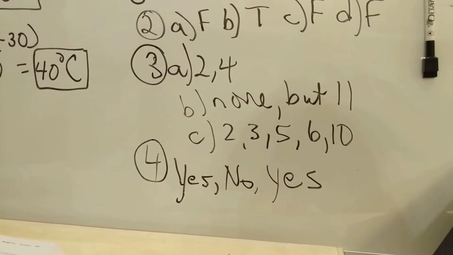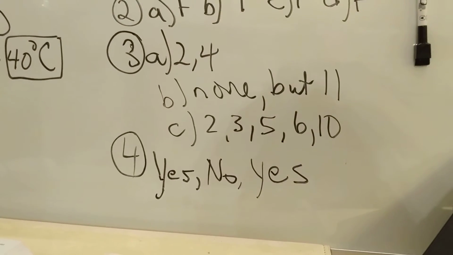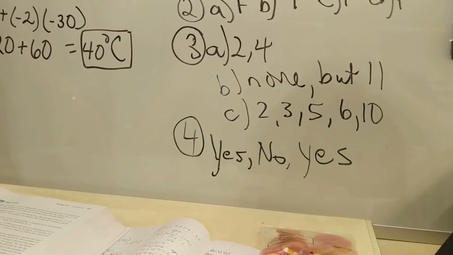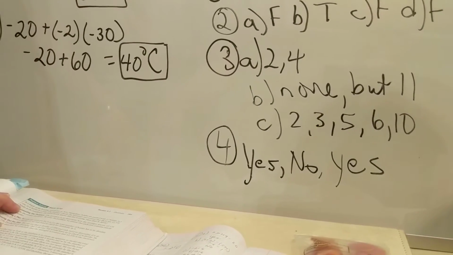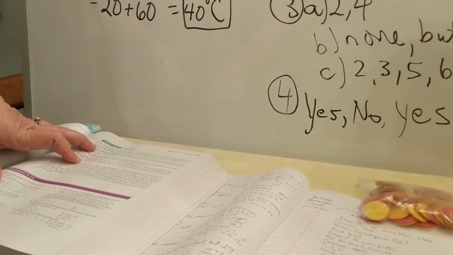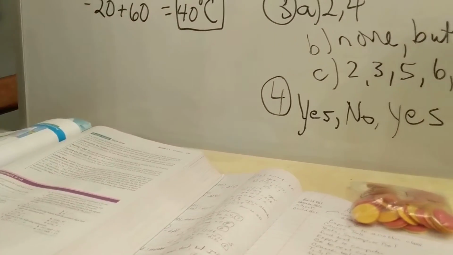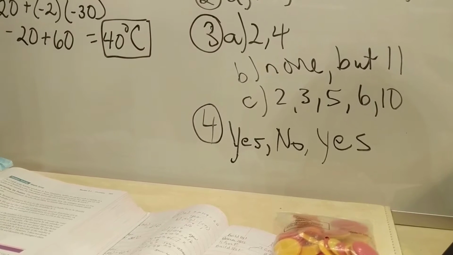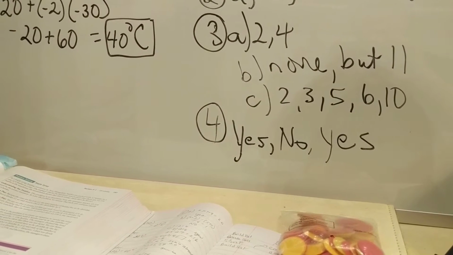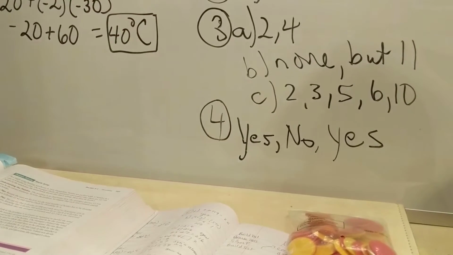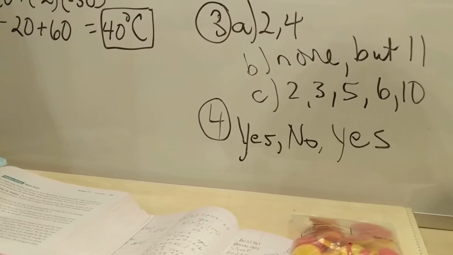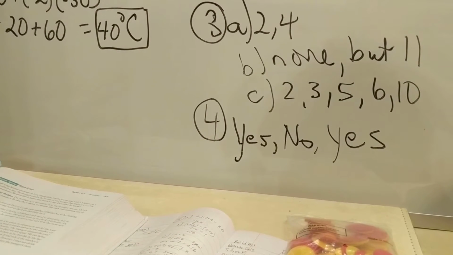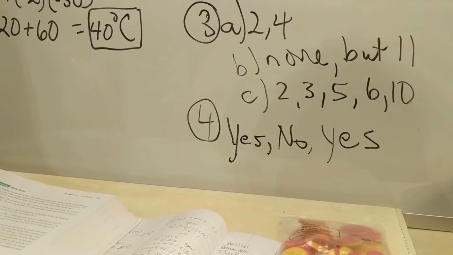C, the answers 2, 3, 5, 6, and 10 all work. And number 4, the first one. There are 1,379 children in a baseball league, and they want to put exactly 9 on a team. Will there be some teams that are short of players? Yes, because 9 does not divide 1,379 without a remainder, and that remainder would be a short team, short of players.